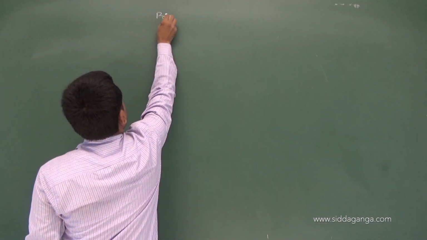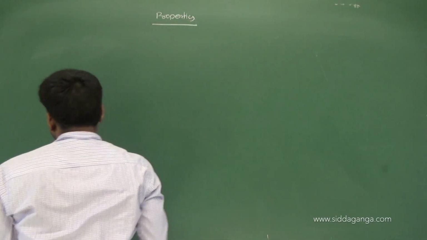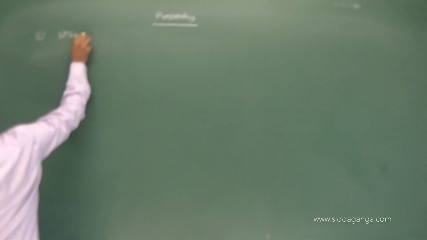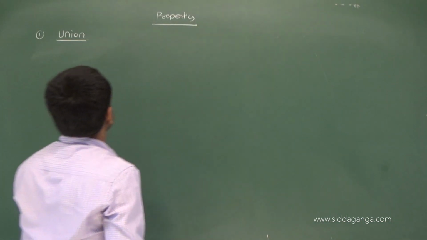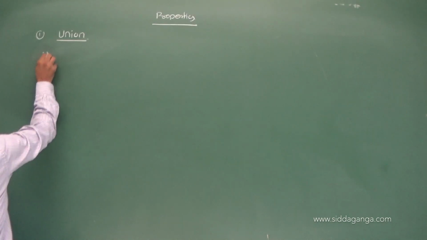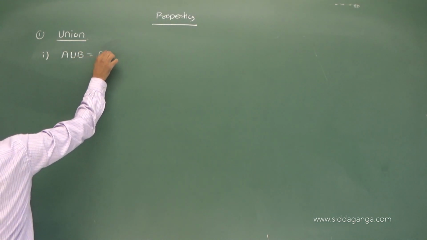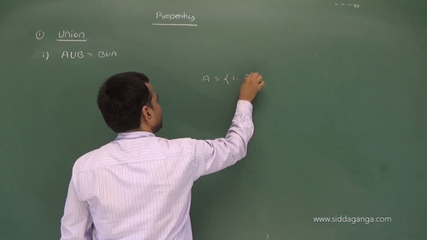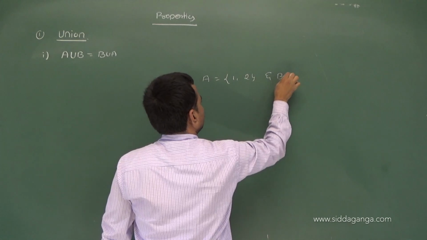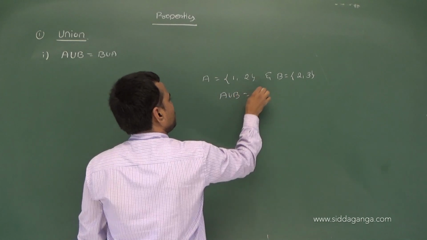Properties. First concept: union. Properties regarding union of two sets. Under that, first one, observe here: A union B is always equal to B union A. So for that I write an example. A is equal to {1, 2} and B is equal to {2, 3}. Find A union B.